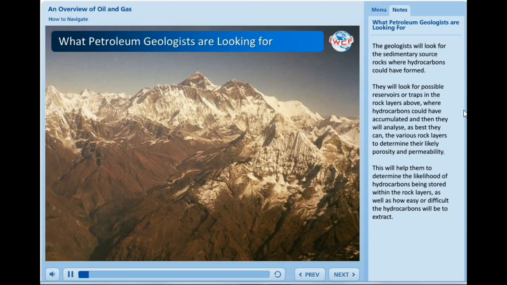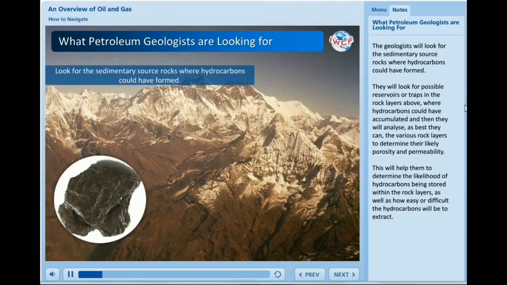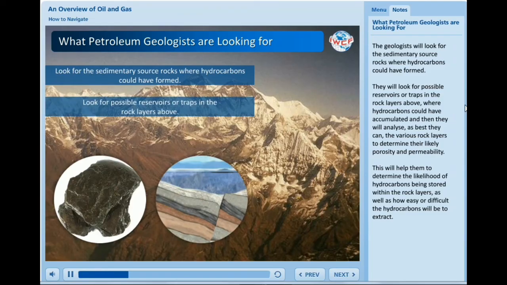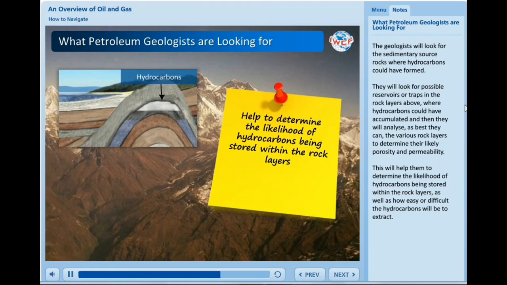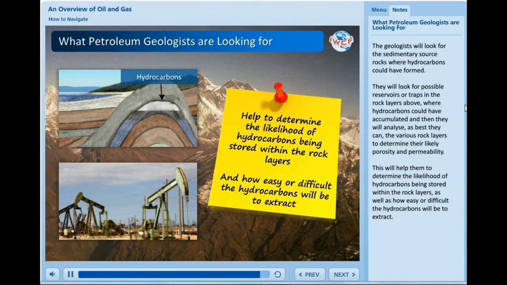The geologists will look for the sedimentary source rocks where hydrocarbons could have formed. They will look for possible reservoirs or traps in the rock layers above where hydrocarbons could have accumulated, and then they will analyze, as best they can, the various rock layers to determine their likely porosity and permeability. This will help them to determine the likelihood of hydrocarbons being stored within the rock layers, as well as how easy or difficult the hydrocarbons will be to extract.